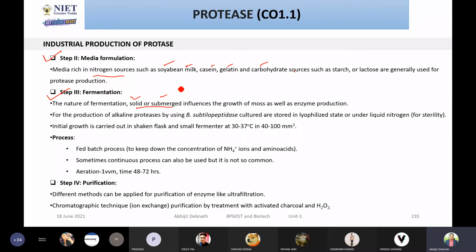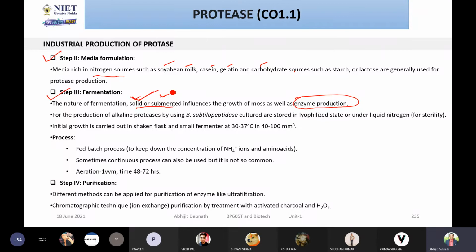Whatever process is selected will influence the growth of the mold as well as the enzyme production. Generally, SSF, solid state fermentation, is the more advanced process. But in maximum, people are actually using submerged, because submerged is an old process. Solid state fermentation is a new process.